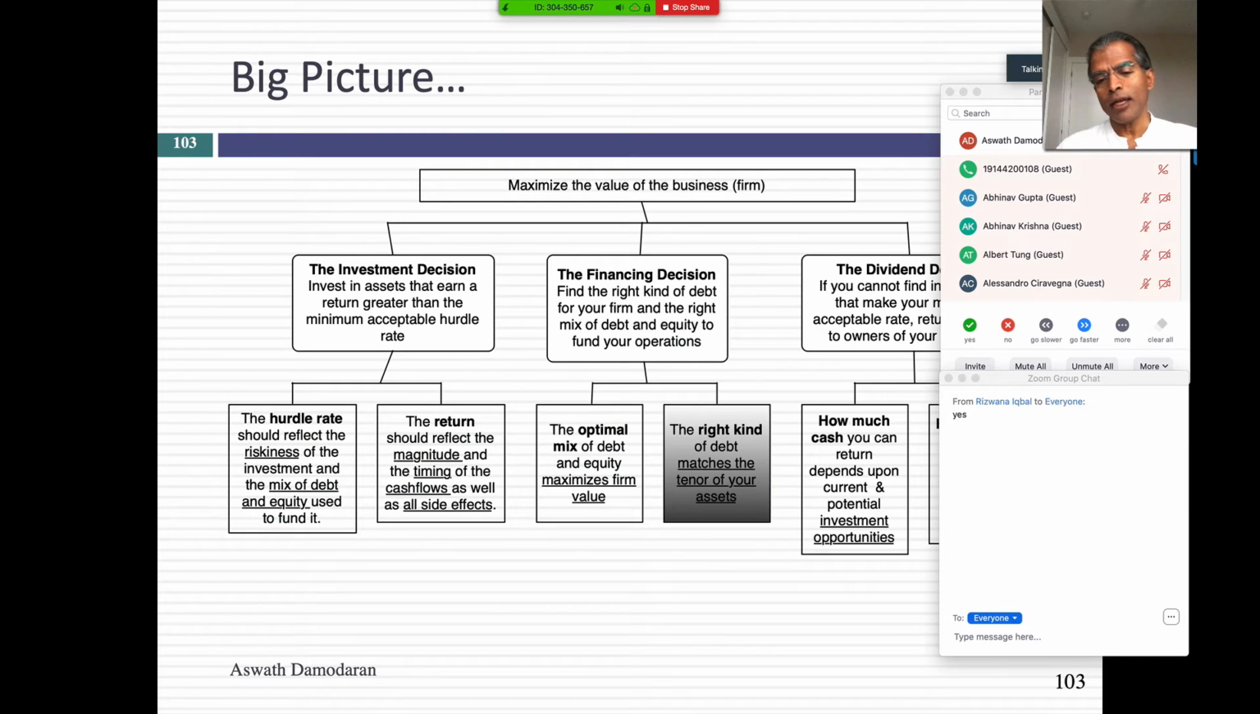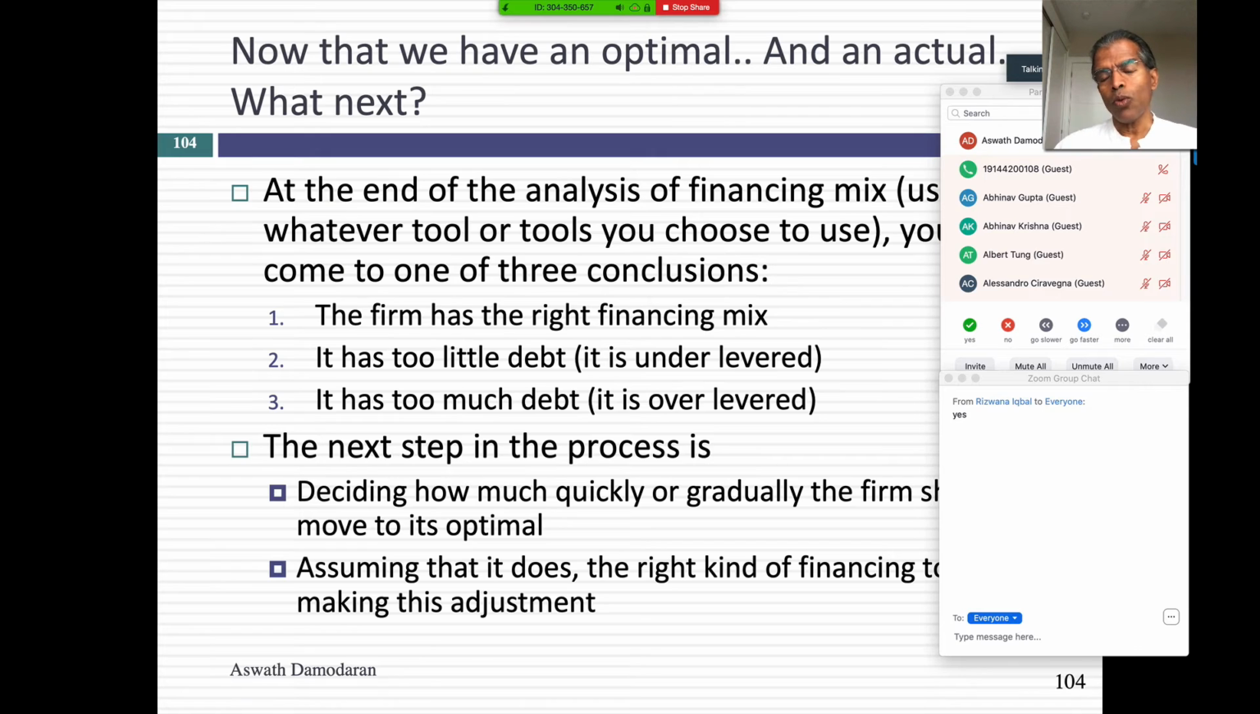Because what I have right now is the optimal debt ratio for a company, right? But then I have an actual debt ratio, and I'm going to find one of three things. I'm going to find either that my firm has the right financing mix. What does that mean? My optimal is 30%. My actual is 26. In fact, if you're within 10% of your optimal, I would say you're pretty close to your optimal, right? Because remember, when we come up with an optimal debt ratio, we're making assumptions. There's a range on our estimate.